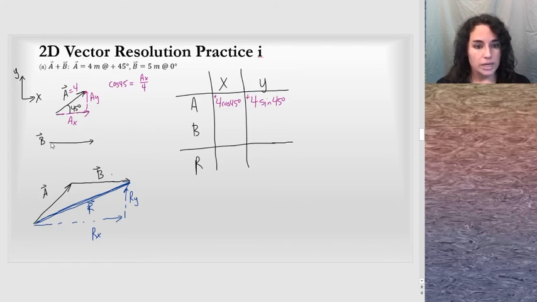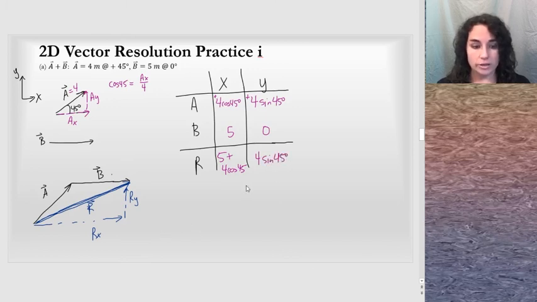When I look at B, B is only in the x direction. It has 5 in the x direction. It has nothing in the y direction. So the y component of B is 0. It's only in the x direction. So when I look at the resultant, it is going to be 5 plus 4 cosine 45 in the x direction, and it's going to be 4 sine 45 in the y direction.